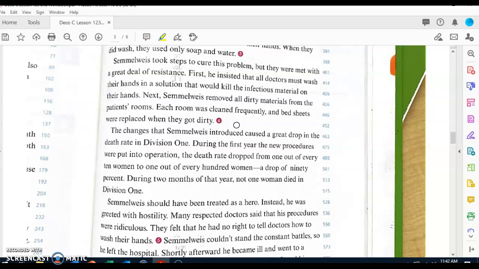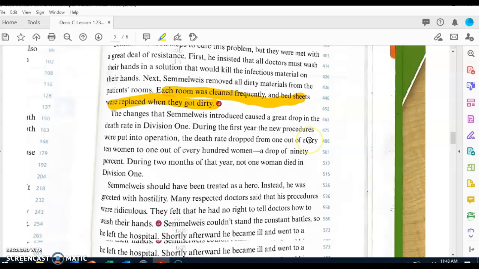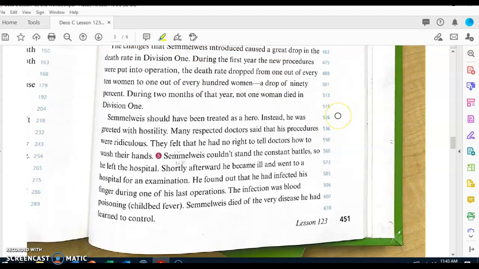Let's listen to the next question. What did Semmelweis insist that the doctors do? So Semmelweis insisted that the rooms be kept clean and dirty bed sheets be replaced. So each room was cleaned frequently and bed sheets were replaced when they got dirty. Good. Let's continue following along.